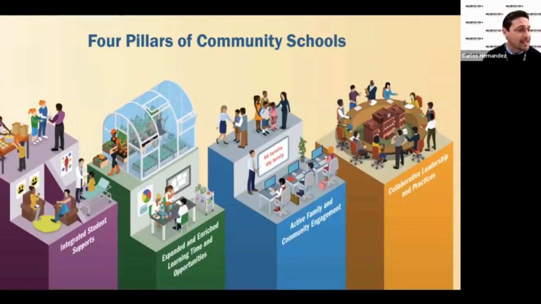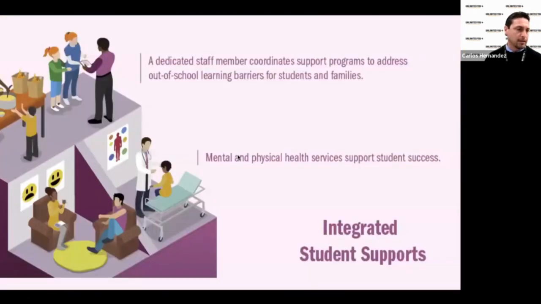The first one is integrated student support services. And so there you go, take a look at that. This is our dedicated staff. We have community school coordinators at every one of our community schools, and we have community school teacher leads at every one of our community schools. And that is to support programs to address out of school learning barriers for students and families.